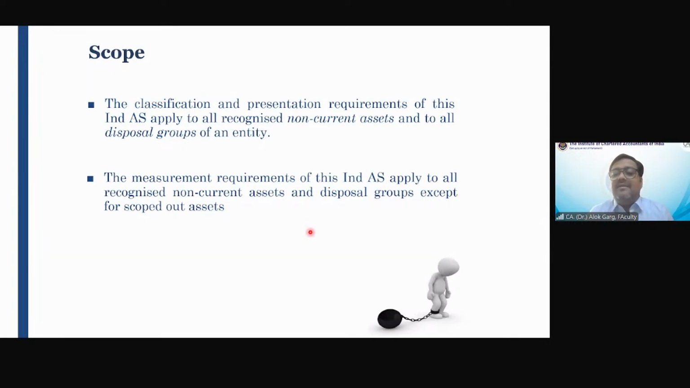This standard applies, I mean to say the measurement requirement. The classification and presentation requirement of Ind AS 105 is applicable to all asset and disposal group if it is held for sale. But the measurement requirement, this standard has its own recognition requirement, measurement requirement. So the measurement requirement of this Ind AS applies to all recognized non-current asset when it becomes held for sale or disposal group except few assets.